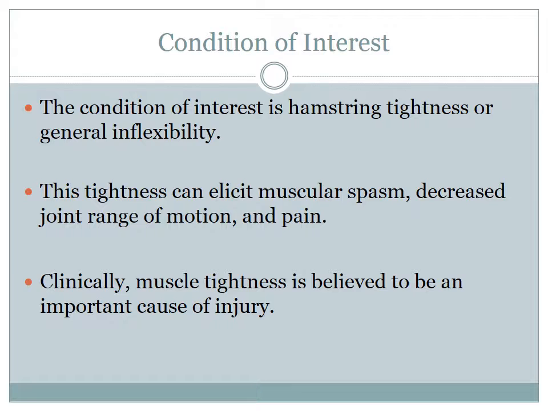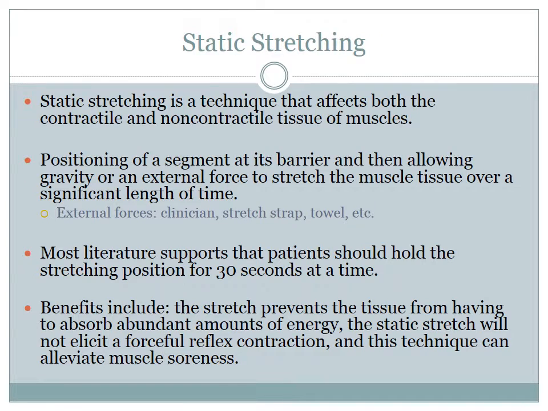Many sports require running in order to participate successfully. Running frequently hypertrophies the gastrocnemius and hamstring muscle groups, with concomitant inflexibility of these muscles. Clinically, muscle tightness is believed to be an important cause of injury.